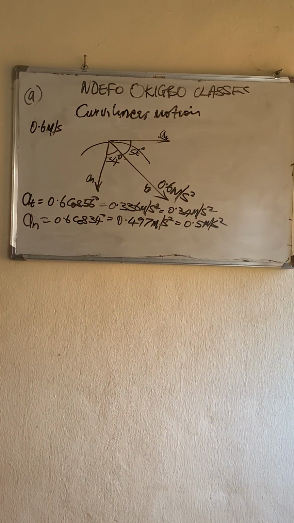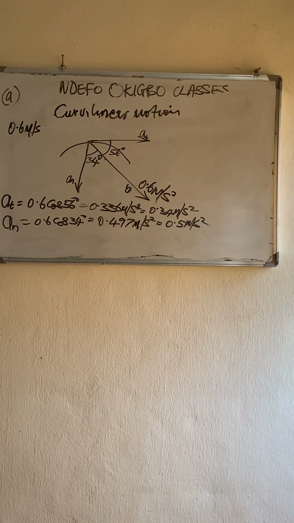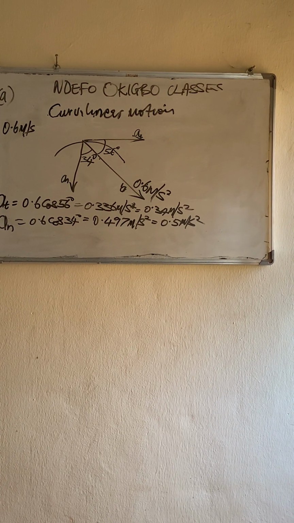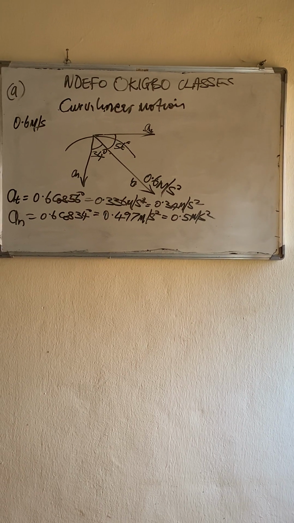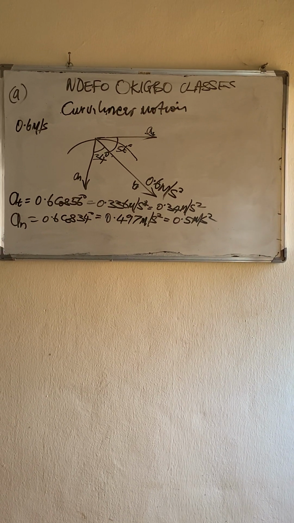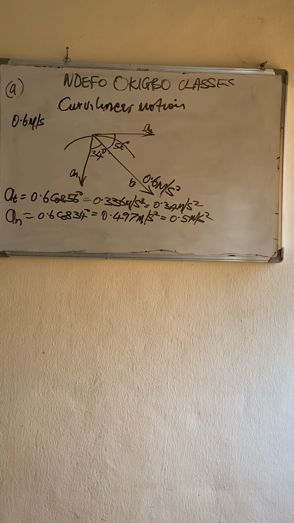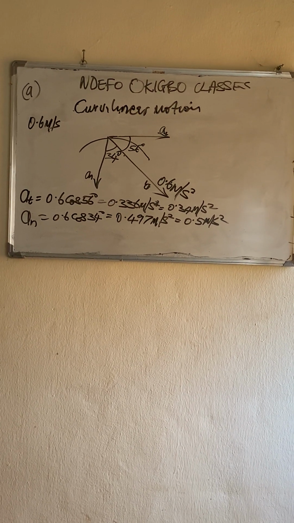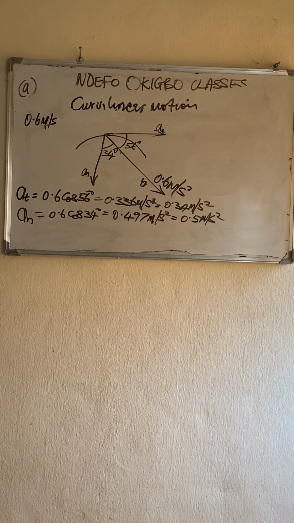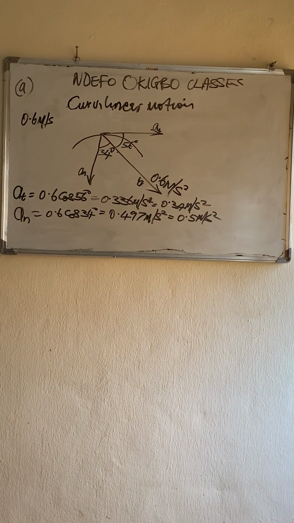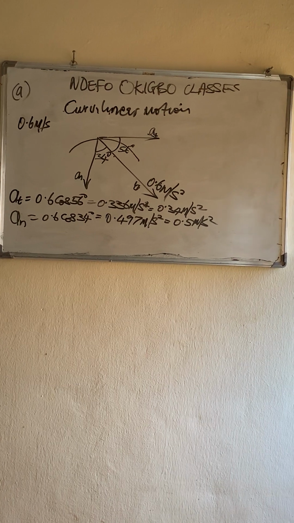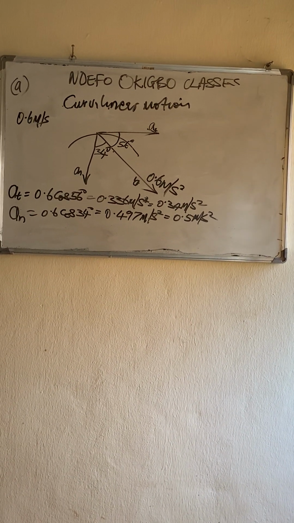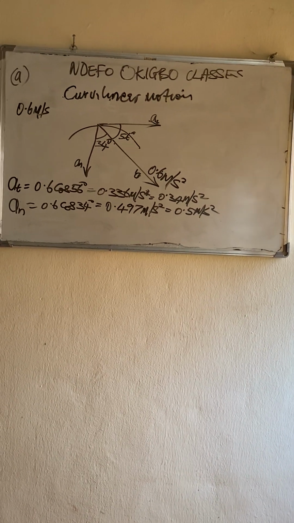That's all we need to do. Let me repeat the question. The question says, the total acceleration of a train along a curved path of the rail is 0.6 meters per second squared, and the acceleration is in a direction that makes an angle of 56 degrees to the direction of the absolute speed. See the diagram there. Calculate the normal and the tangential acceleration.